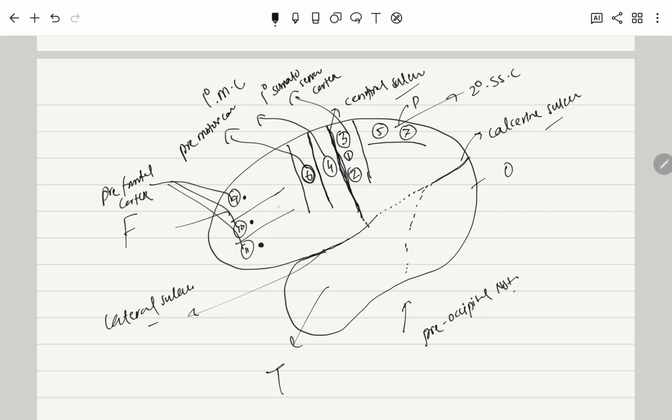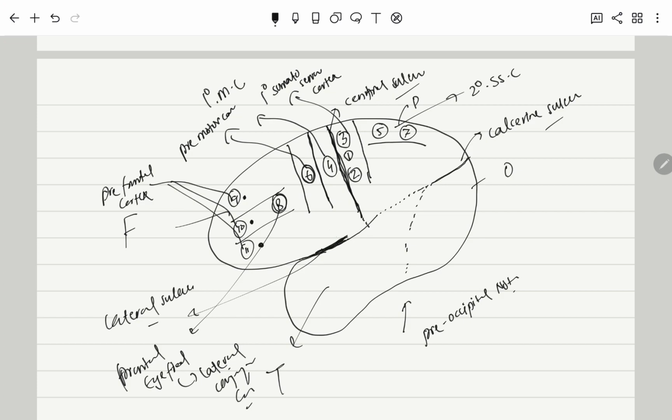And in the inferior frontal gyrus, on the posterior aspect, we will have this area called the frontal eye field, Brodmann area 8. This is responsible for the lateral conjugate gaze.